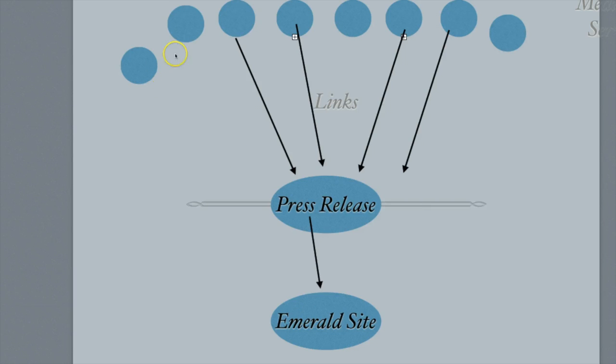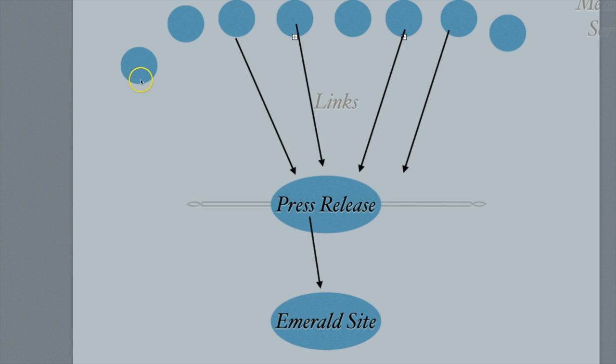So what we do, and what we have here at the top, is these little blue dots represent other websites online. So we will build links from hundreds of other smaller websites over to that press release. And what that does is it makes the press release really strong, and then once again that press release links back to the Emerald site, making the Emerald site stronger.